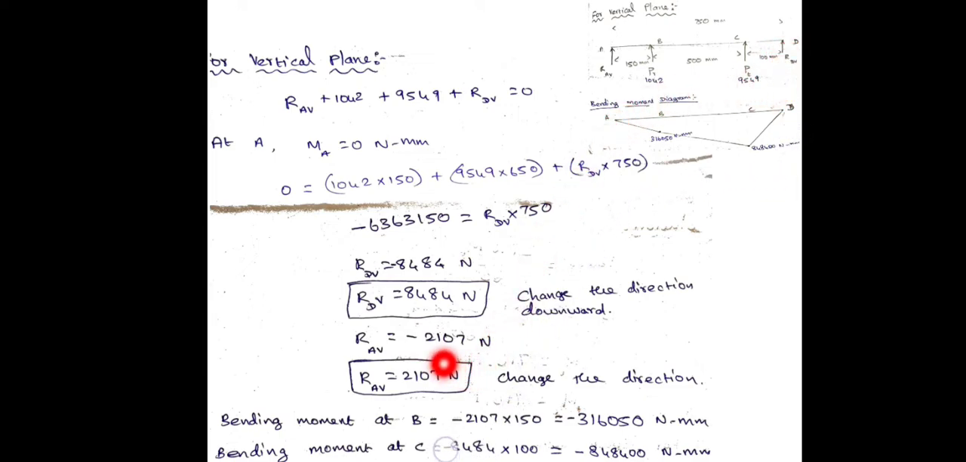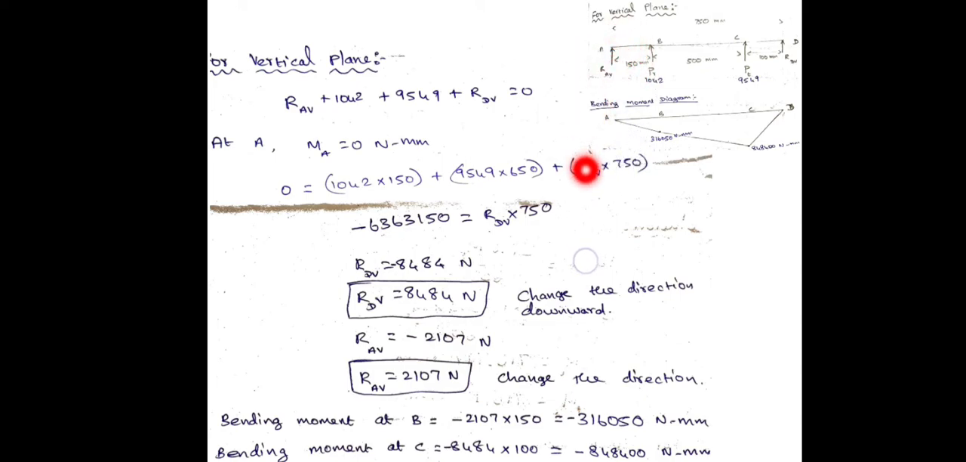Similarly, next RAV. Substitute the RDV value, minus 8484, in this equation. You will get the answer as minus 2107. Again, we got the answer in negative, so we have to change the RAV direction. Initially I drew it in the upward direction, but I have to change it to downward. See here, I have changed it.